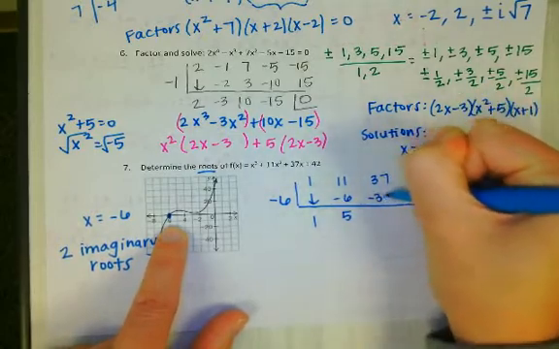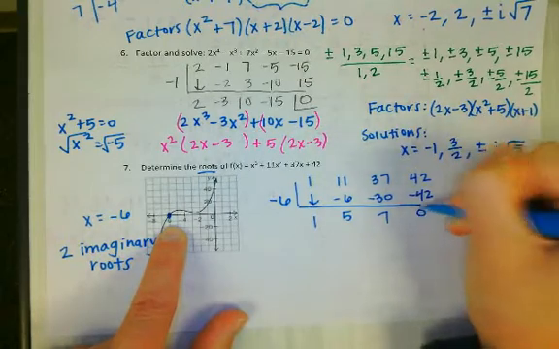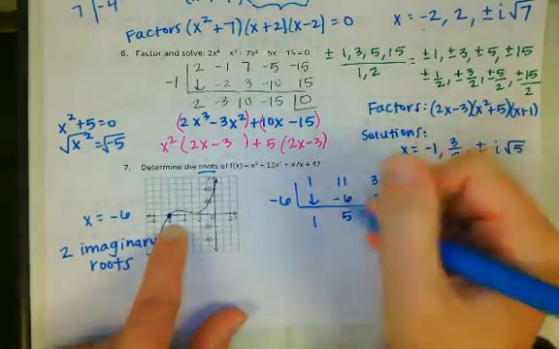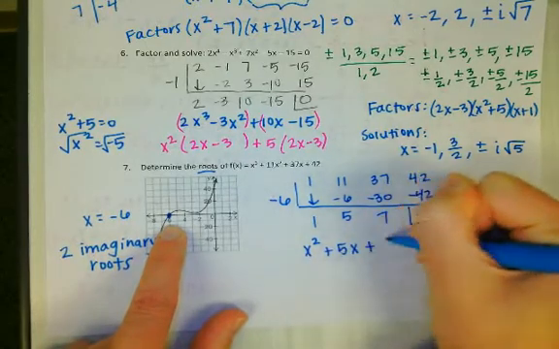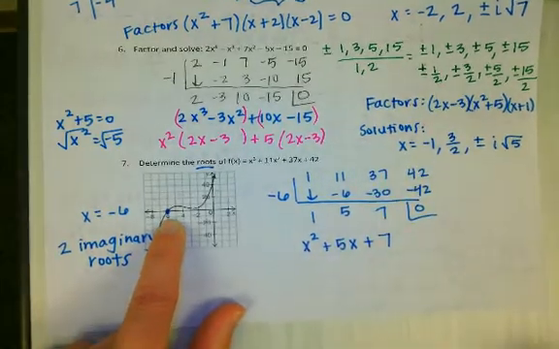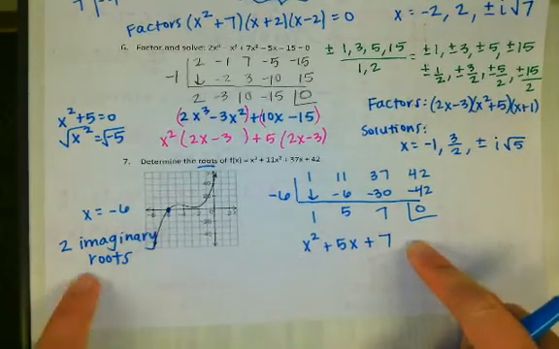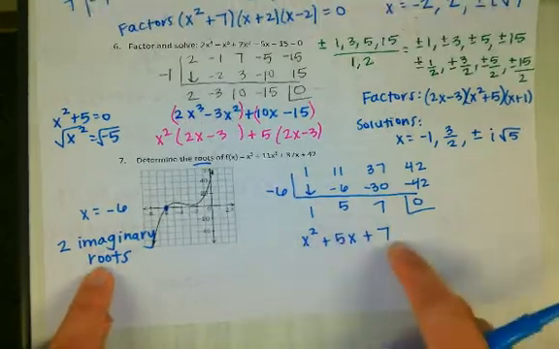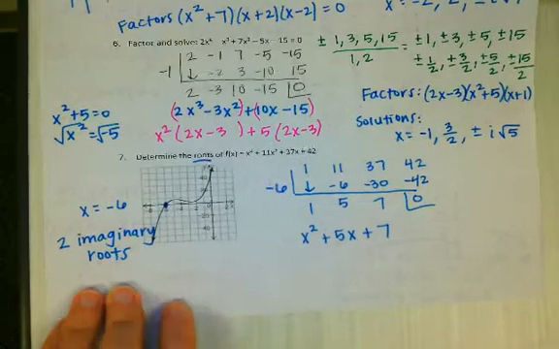Negative 6 times 5, negative 30, negative 6 times 7. Okay, great. I get x squared plus 5x plus 7. Now, I know it's not going to be factorable because the roots are imaginary. Nothing multiplies to 7 and adds to 5. Now, take a deep breath here.